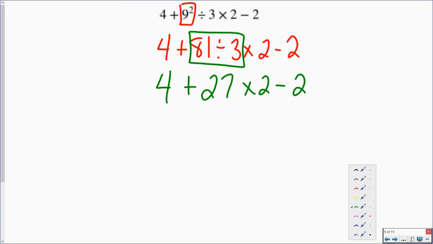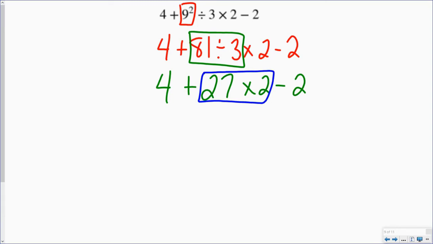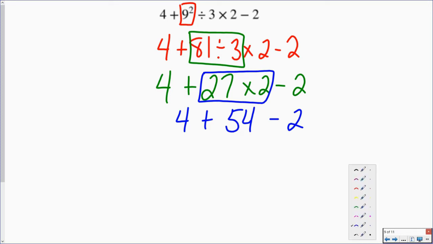Oh, I look again. I still have multiplication. So now I'm going to take care of that. So 27 multiplied by 2 is 54. Again, that's the only thing that changes in my expression right now. So 4 plus 54 minus 2. Looking at my expression, I do not have any more multiplication or division. So now I'm going to look at addition and subtraction.